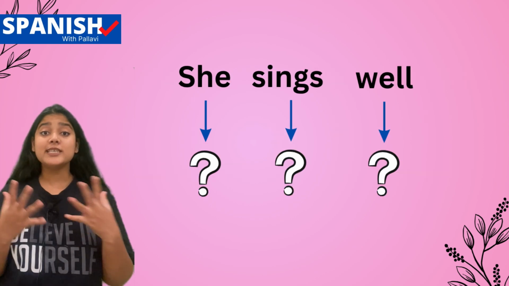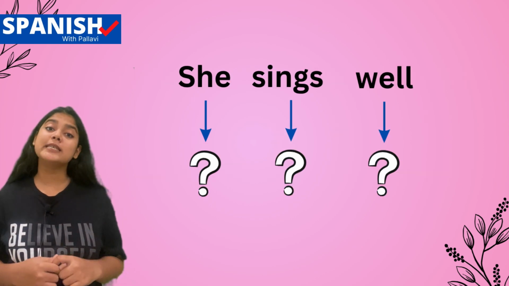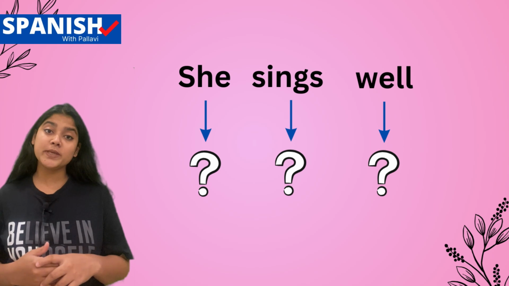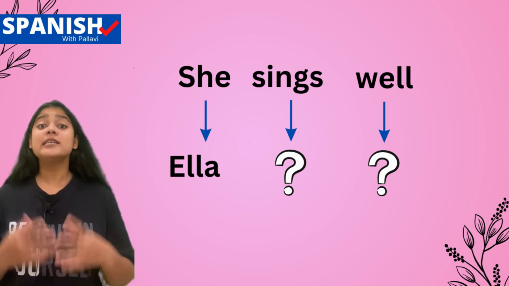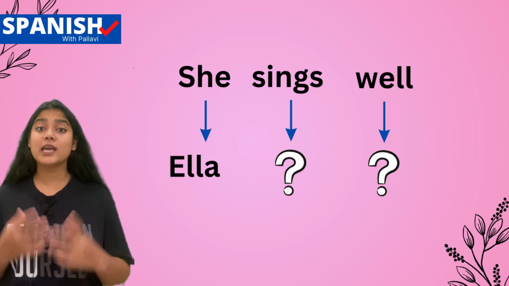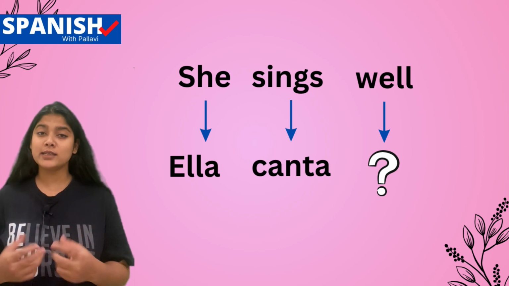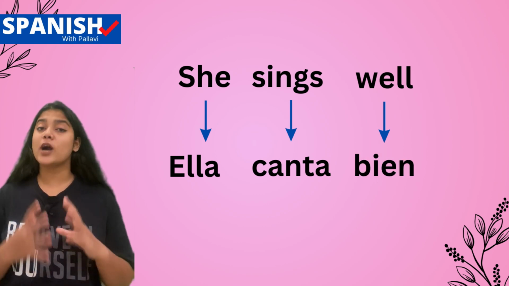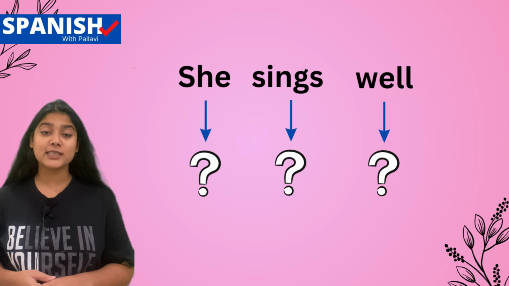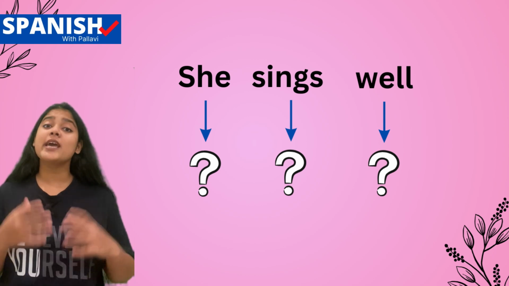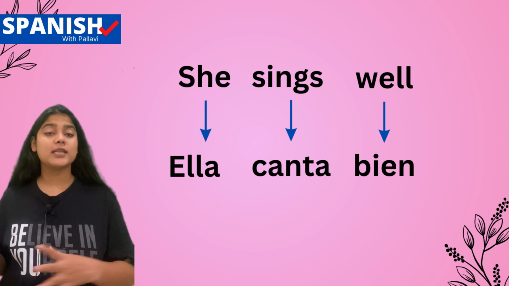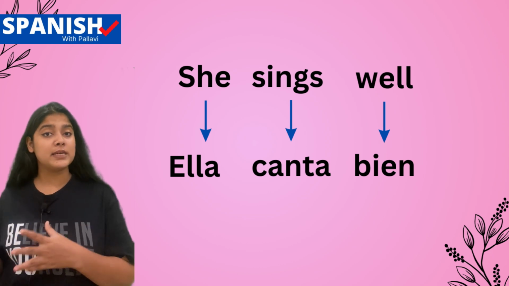Next. She sings well. How do we say that? She will be ella. Sings will be canta. Well, bien. So how do we say the whole sentence? She sings well. Ella canta bien.